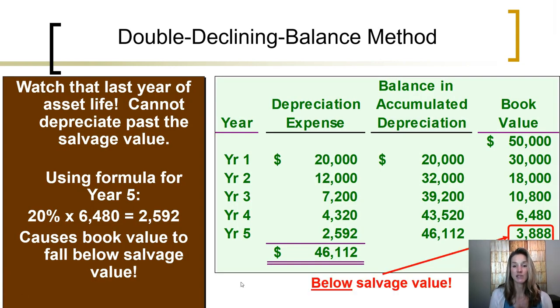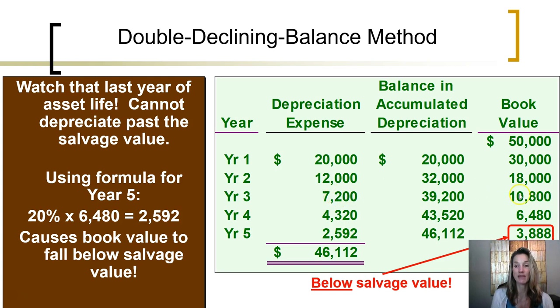For each year of the asset's life, we will take its beginning of the year book value, which for year three will be $30,000 times the 40%. Depreciation expense for year three is $7,200, bringing the balance in accumulated depreciation up to $39,200, and a book value at the end of year three of $10,800. Year three's ending book value becomes year four's beginning book value.